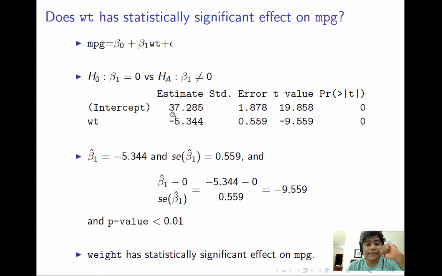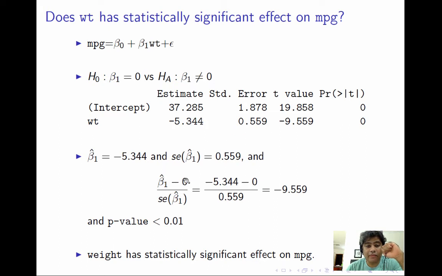Now the OLS estimate tells me that the intercept is 37.285 and the weight coefficient is negative 5.344. The standard errors are 1.878 and 0.559. The t-values are 19.858 and negative 9.559, and the p-value is rounded off to 0. Now beta 1 hat for weight is negative 5.344 and the standard error is 0.559.